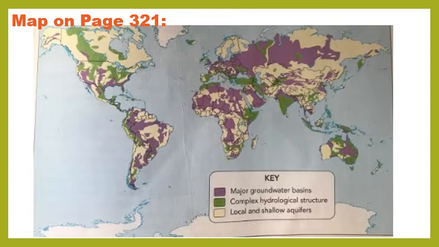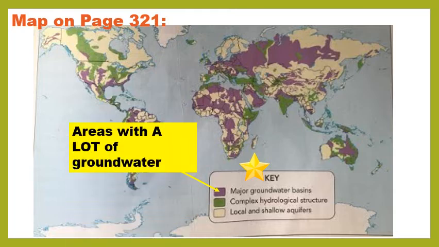Okay, here's the map that we're going to use for our homework, and I'd like us to pay extra attention to the key, which I put a yellow star on. So I've got 3 things. Let's start with the purple square. The purple square is going to represent major groundwater basins. What does that mean? Well, that's going to be an area that has lots of groundwater.